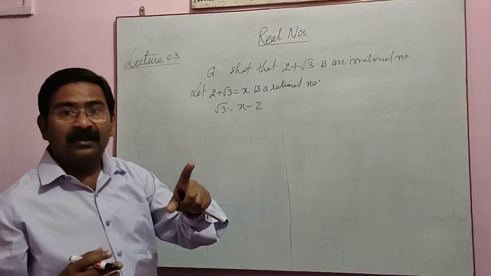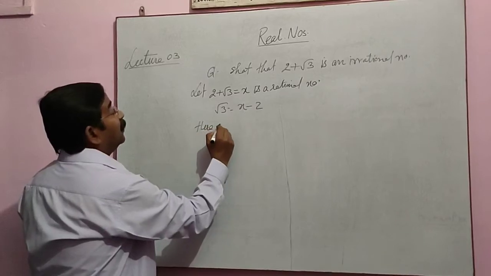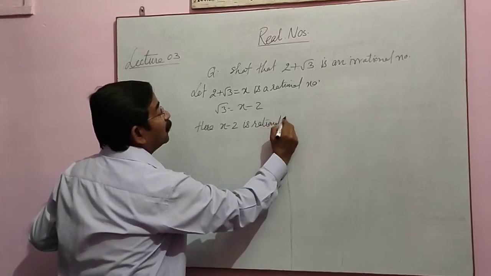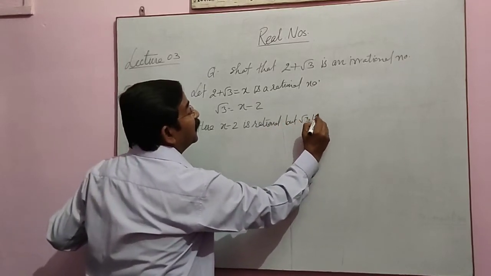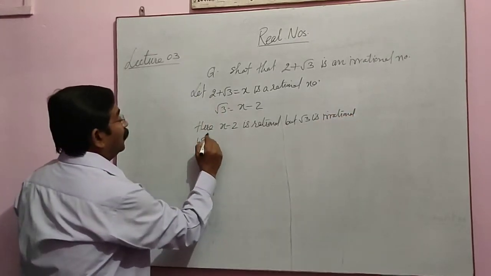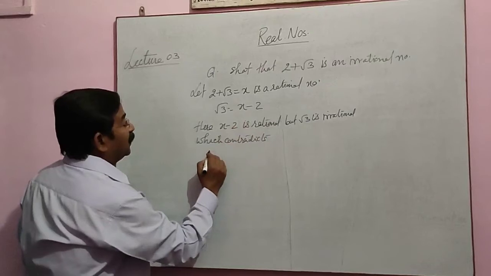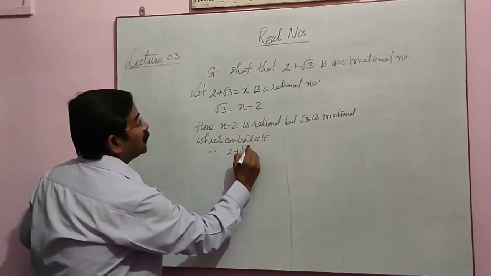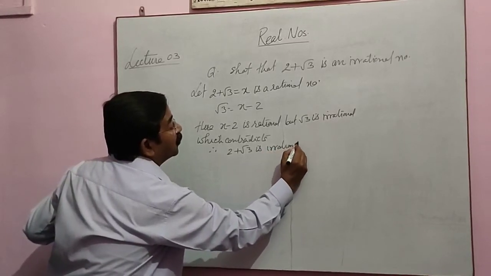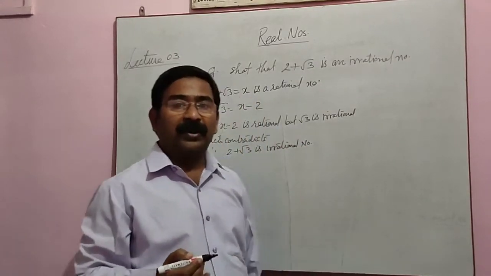So, this contradicts. So, what do we write? Here, we write x minus 2 is rational, but under root 3 is irrational, which contradicts. Therefore, we can say 2 plus under root 3 is an irrational number. Simply by this method we can show it.